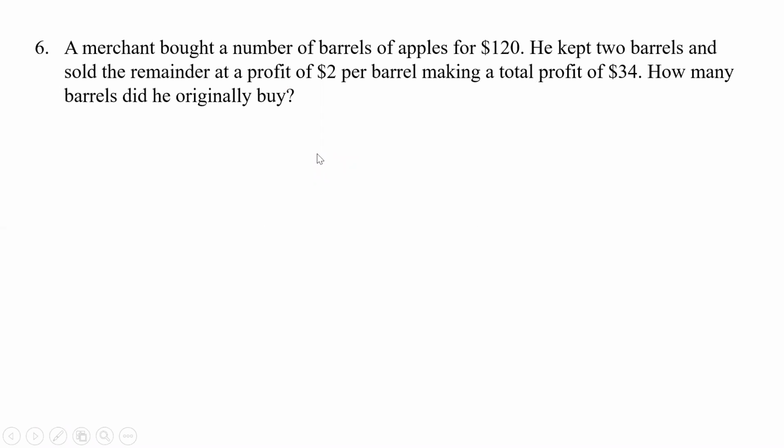All right, what about this one? So we have a merchant who bought a number of barrels of apples for $120. He kept 2 barrels for himself and sold the remainder at a profit of $2 per barrel, making a total profit of $34. How many barrels did he buy originally?